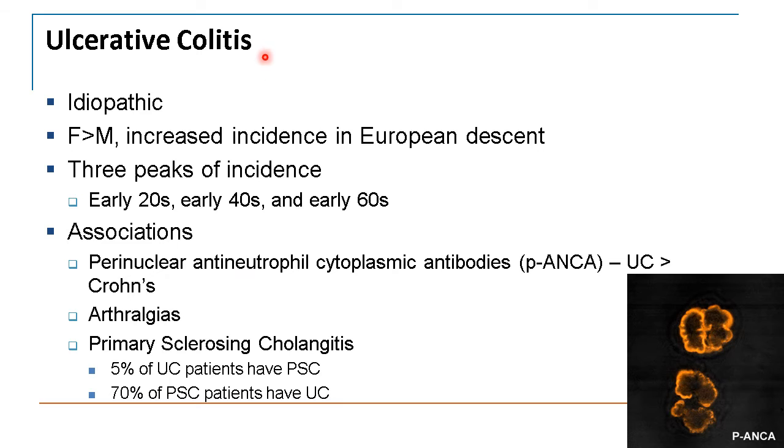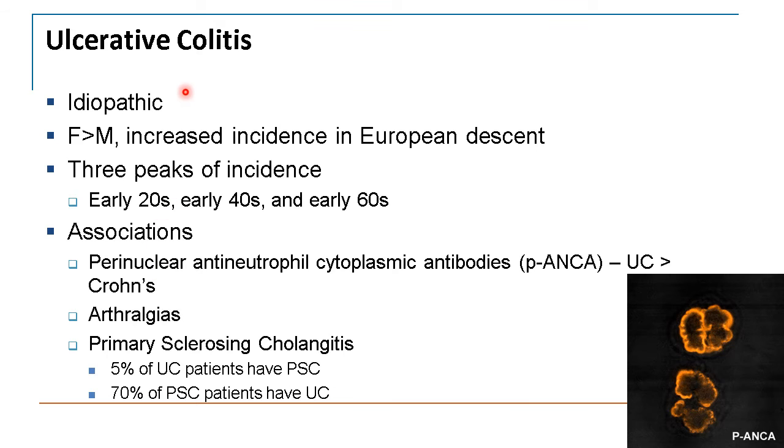The other inflammatory bowel disease is ulcerative colitis. The definitive cause is not known. It is an idiopathic disease. It is more common in females than males, with increased incidence in people of European descent, but it is also present in Sudan. There are cases of ulcerative colitis in Sudan. There are 3 peaks of incidence: early 20s, early 40s, and early 60s.